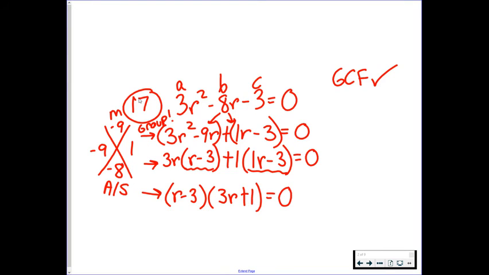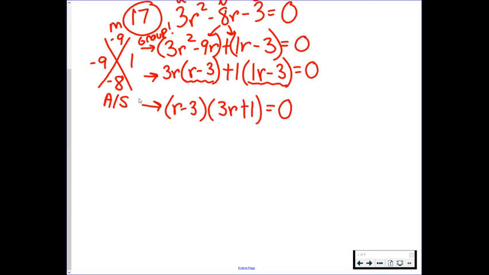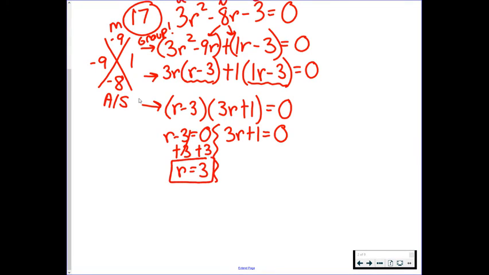Now that we've factored the left side, we're going to solve by setting each factor equal to 0. And the next term, 3r plus 1 equals 0. Now we're going to solve for r by adding 3 to both sides. R equals 3. By subtracting 1 from both sides and dividing by 3, r is equal to negative 1/3. So those are our 2 solutions to that equation, r equals 3 and negative 1/3.